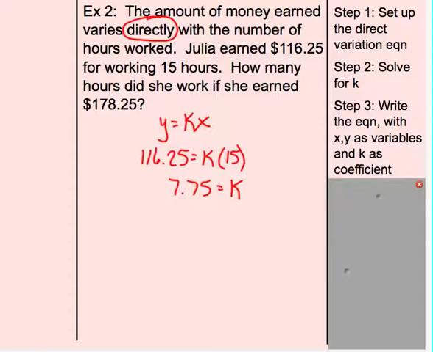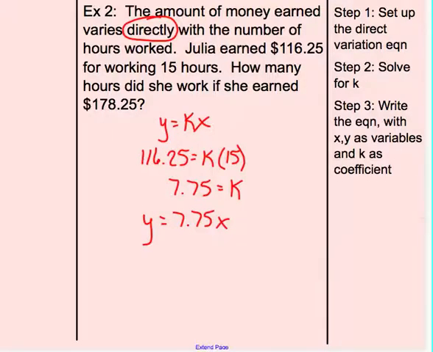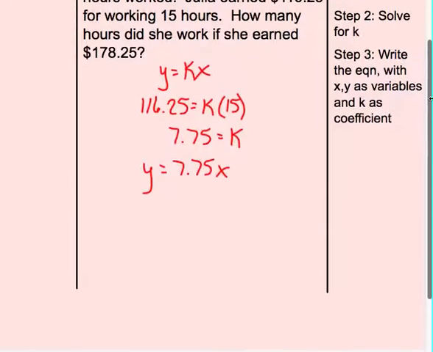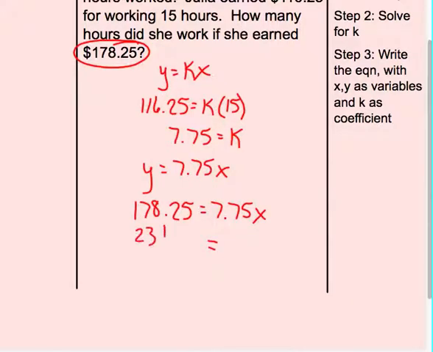So again, we're going to write our equation. Y equals 775x. And then to answer the question, we substitute what we know to solve for what we don't. In this case, we know that she earned $178.25. That was our y. So of course, dividing both sides by 775 to solve for x, we get 23 hours. Don't forget to label your answer when it is a word problem.